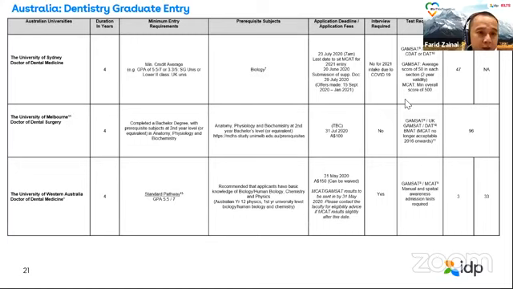Okay, for the next slide, it would be the graduate entry, right? So as mentioned, I will just touch briefly. You will have your University of Sydney, Melbourne, and Western Australia for your graduate entry. All right. Similarly to the medicine one, your bachelor degrees, competitive scores, and your GAMSAT or MCAT, right? And then of course, followed by interviews.